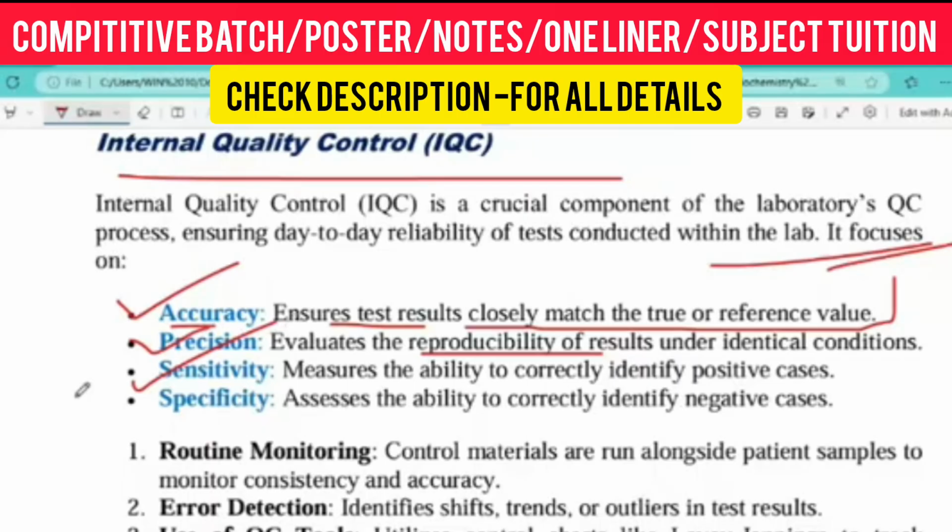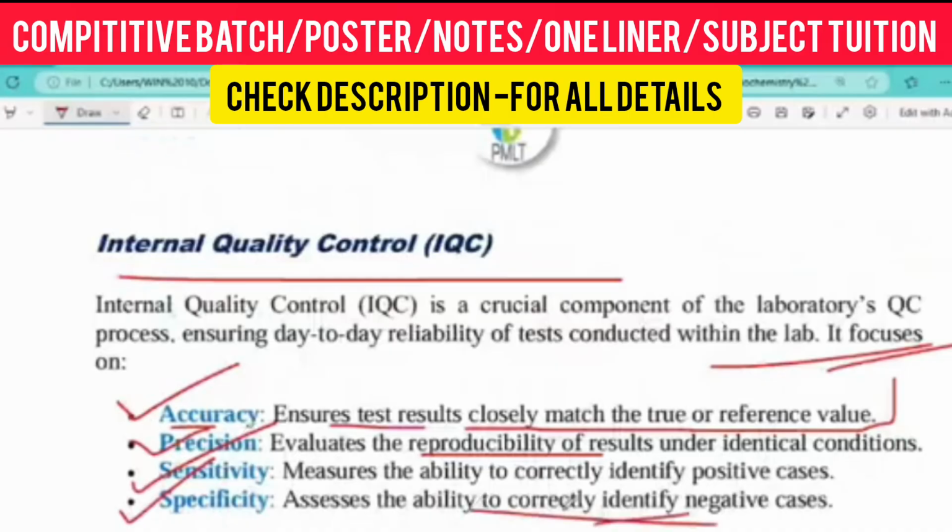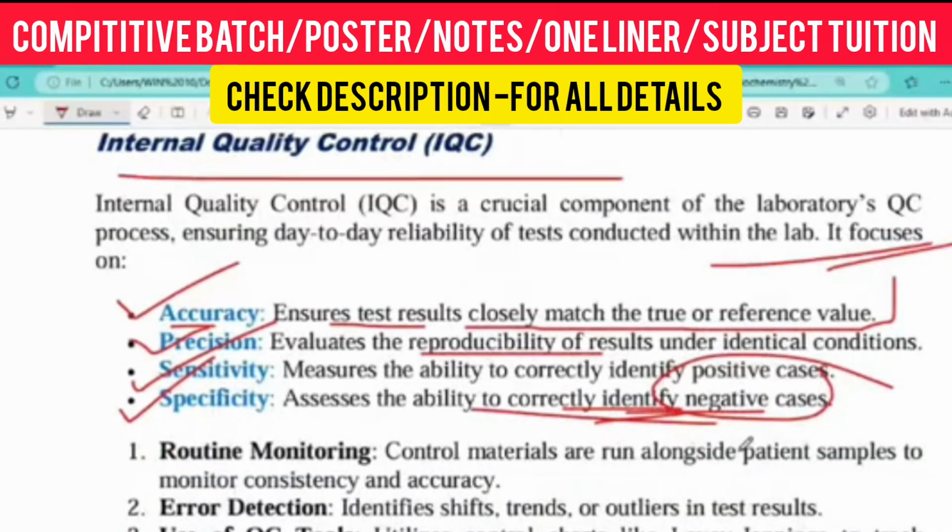The last one is specificity. Specificity defines that you have the ability to identify one specific organism, one specific result, one specific reaction, one specific reagent. That is called specificity. Getting my point? So sensitivity we have understood, specificity we have understood. Sensitivity means whether the reaction is occurring or not. Specificity means whether this particular thing is present or not. That is specificity, defined as the ability to correctly identify the negative cases. If you identify the positive cases, if you identify the specific things, then the negative cases are automatically identified.